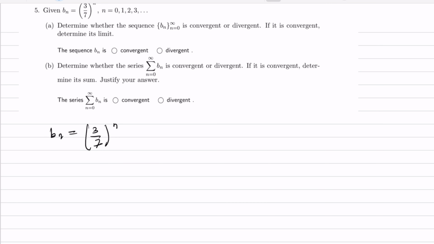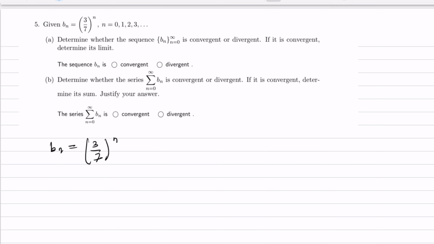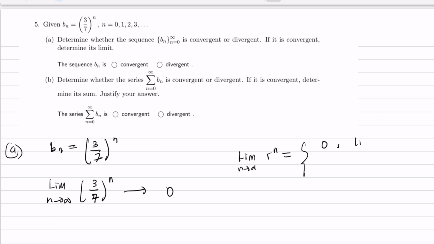Okay, so let's do this. Does this sequence converge? Let's take the limit as n goes to infinity of (3/7)^n. So this converges to what? 0, right? Because you remember this sequence r^n converges to 0 if the absolute value of r is less than 1. It converges to 1 if r is 1, and is divergent if the absolute value of r is greater than 1. Do you remember? Please don't forget this expression. It's very important. You use it a lot, okay?